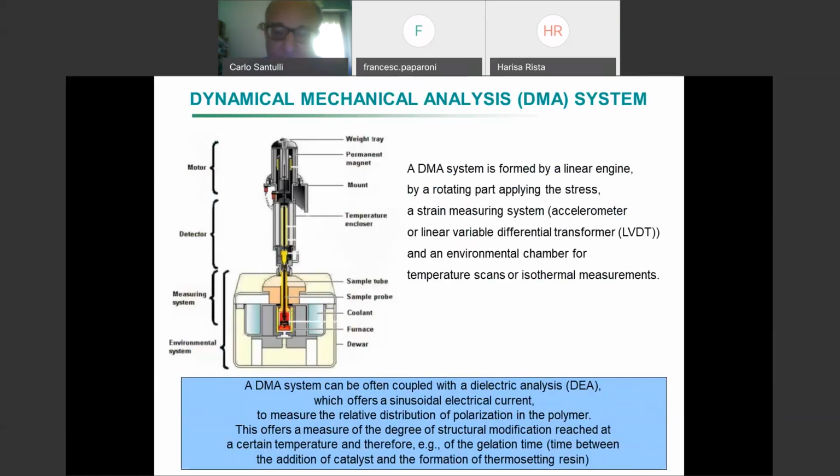This can be coupled also with dielectric analysis. Dielectric analysis is useful to see, in particular, the gelation time. The gelation time is useful in thermosetting matrices.